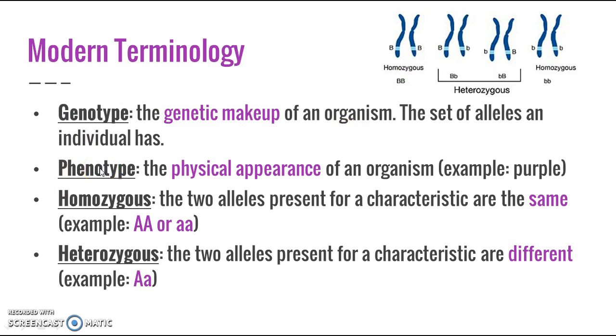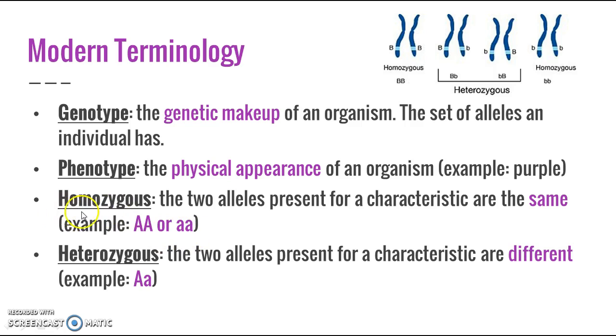The phenotype is the physical appearance. So for example, if we had a genotype of big P for a pea plant, their physical appearance would be purple. Now we also have two terms that can tell us if the letters within the genotype are the same as each other or if they're different. So the prefix homo tells us same, and if an individual is homozygous, the two alleles that they possess are the same. So they can be either homozygous dominant, big A, or they could be homozygous recessive. Two of the same, recessive though, little a.